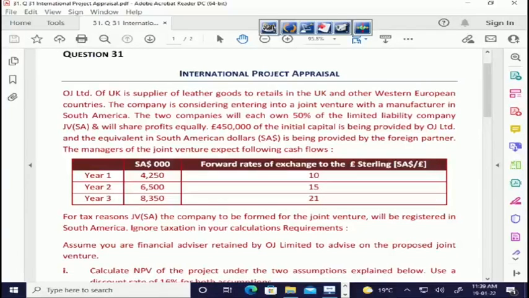The sum becomes easy because the cash flows are given. Forward rate is also given. So we are in a position to convert these cash flows into South American dollars. It is South American dollars per pound, so they have to be divided.